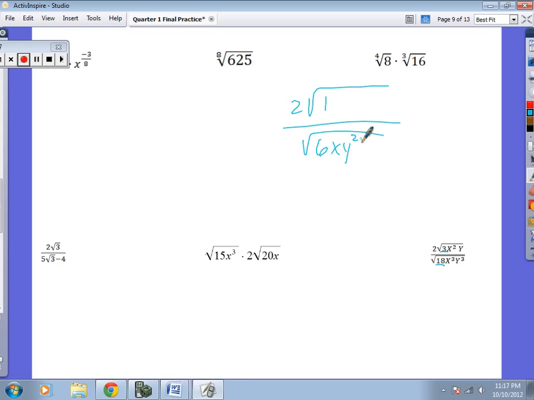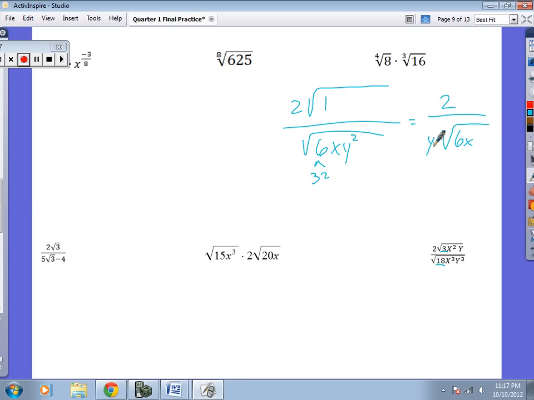Okay, now look at your top. Your numerator is awesome because square root of 1 is just 1. So on top I've just got 2 times 1. On bottom, can I pull anything out? 6 is pretty small. There's not going to be enough to pull anything out. So 6x, but I do have enough y's I can pull some out.